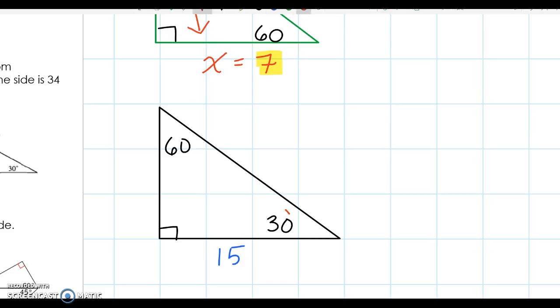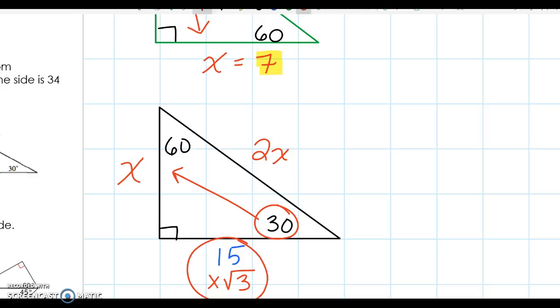Well, what we know is that we start at 30 degrees, and across from that 30 is your shorter side. So that's just your plain old x. The side next to your 30 is x square root of 3. And then your hypotenuse is 2x. So if I want to solve for just x, I'm going to deal with this side right here.